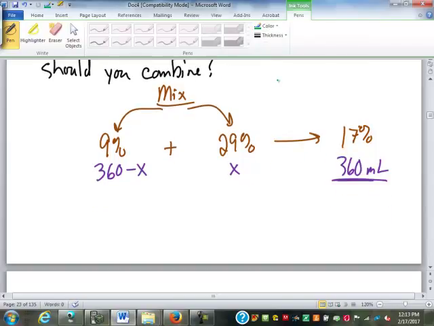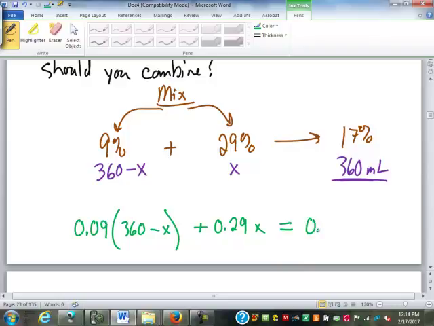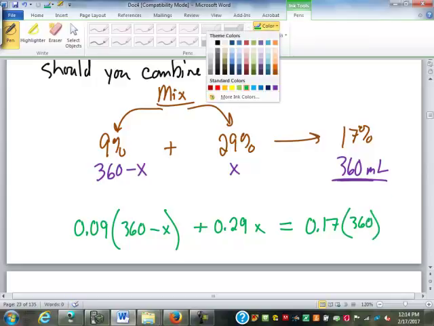So our equation for 9%, that's going to be 0.09. Its amount is going to be 360 minus X. Plus 29% is going to be 0.29 times its amount, X, is going to equal our result over here, which is going to be 17%, so 0.17 times the amount of 360 milliliters. And now we can go about solving this equation.